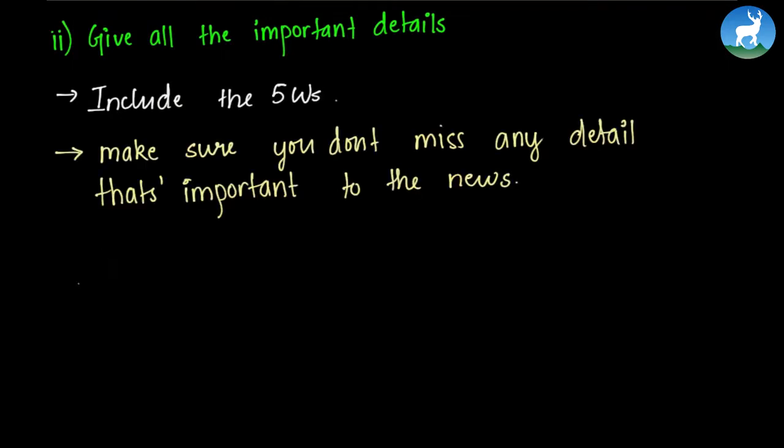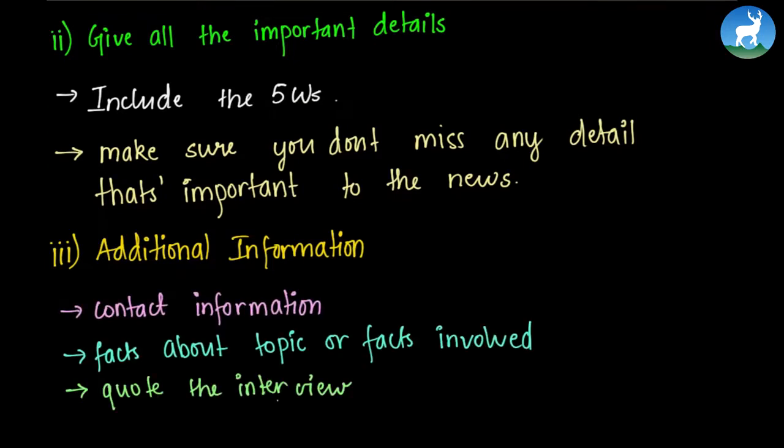Once you're done with giving all the important details, you can now mention the additional information. After you're done with the main facts, mention a few additional pieces of information that might be helpful to the reader to learn more. You can include contact information, and even more to the summary. You can even congratulate your readers for going through the entire news.